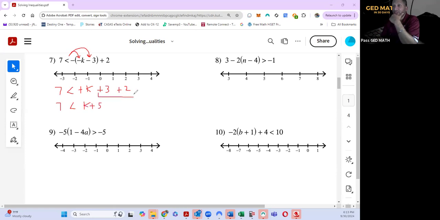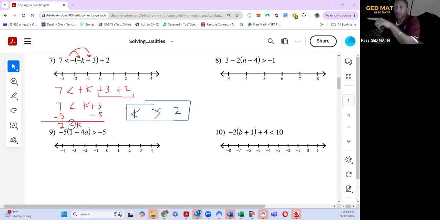All I did was combine these two: 3 plus 2 is 5. In order to get k by itself, I need to get rid of that plus 5. The opposite of plus 5 is minus 5. Whatever I do on one side, I do on the other. So I'm left with 2 is less than k. Again, k is on the right side, so I'm going to put the k on the left and the 2 on the right, and switch the inequality from less than to greater than. Because it's not equal to, it's an open circle at 2. Since it's greater than, the arrow goes to the right.